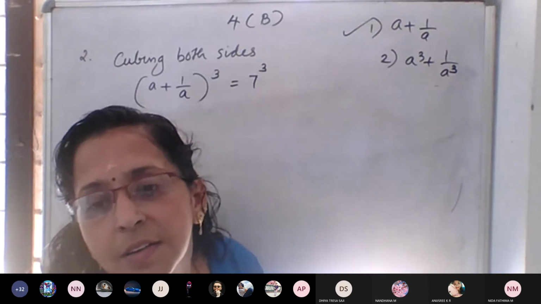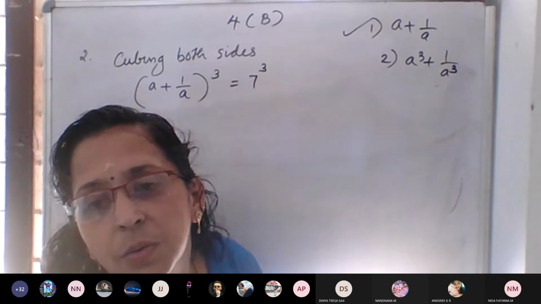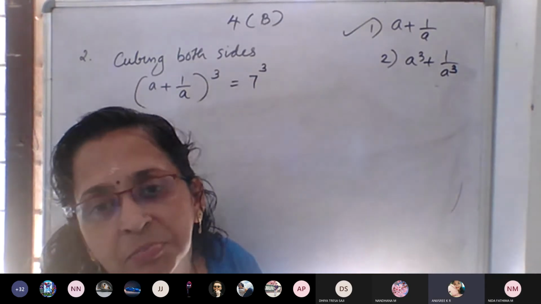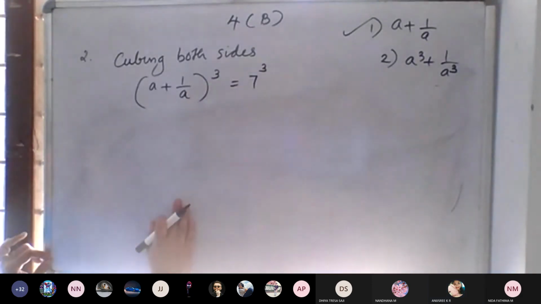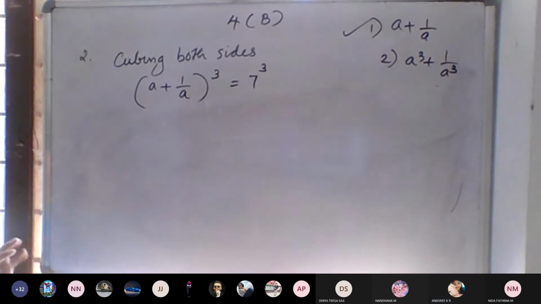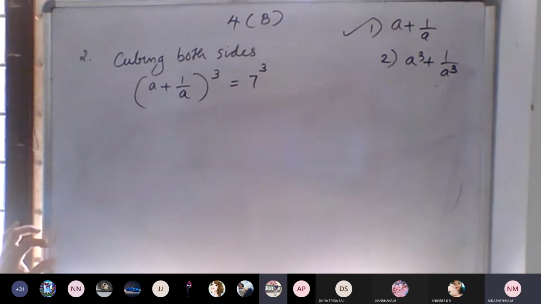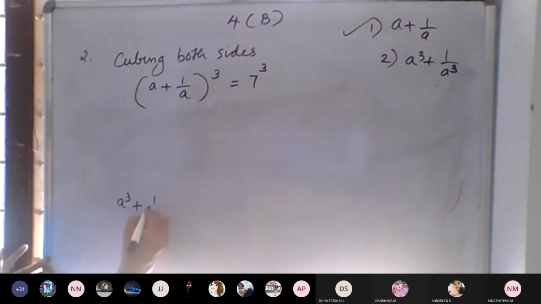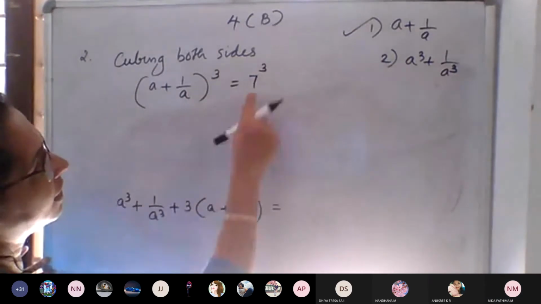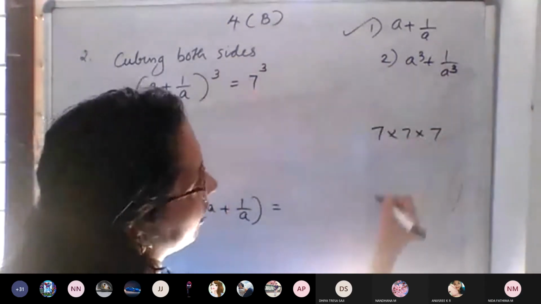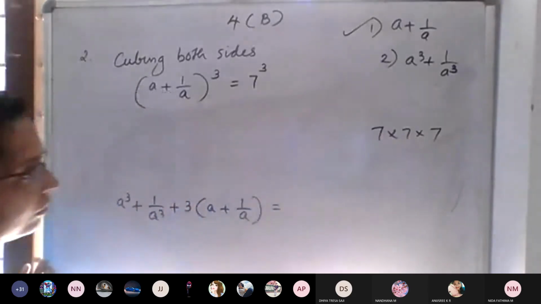What is the formula? Now only we wrote (a plus 1 by a) whole cube: a cube plus 1 by a cube plus 3 into (a plus 1 by a). That is a cube plus 1 by a cube plus 3 into (a plus 1 by a), which is equal to 7 cube, that means 7 into 7 into 7. What is the answer?